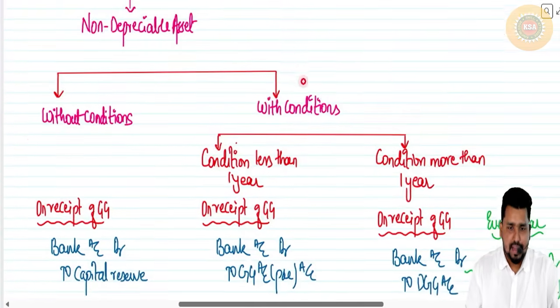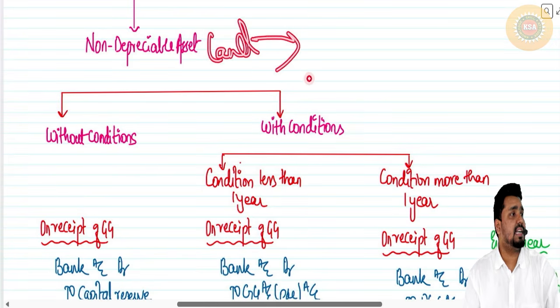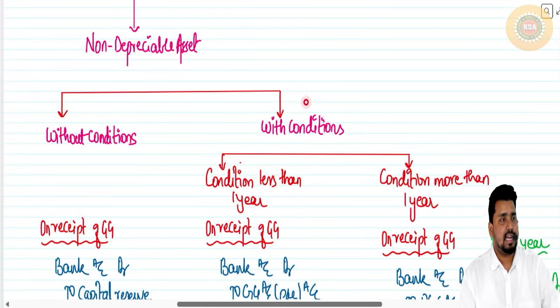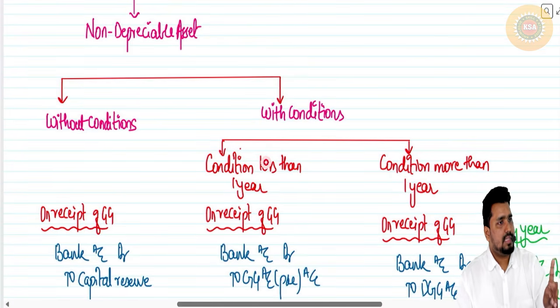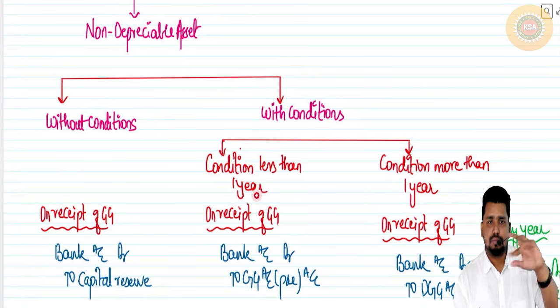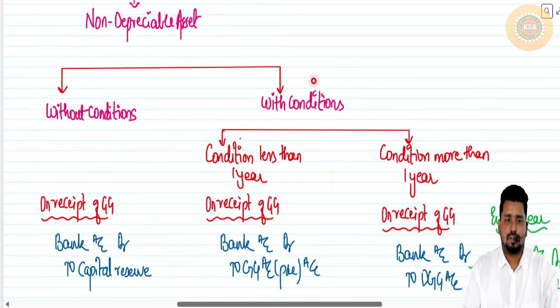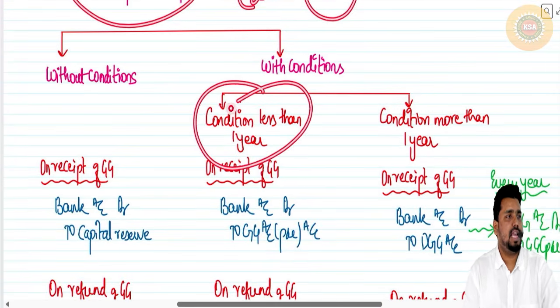Sir, I purchased land. Against the land, the government is giving the grant. Correct? With the condition, sir. See, now the thing is, the government will give a 1 year condition or more than 1 year condition. What we did is more than 1 year. Sometimes they will say only 1 year. So, non-depreciable asset, land, against that the government is giving grant. Clear? And the condition is only 1 year.